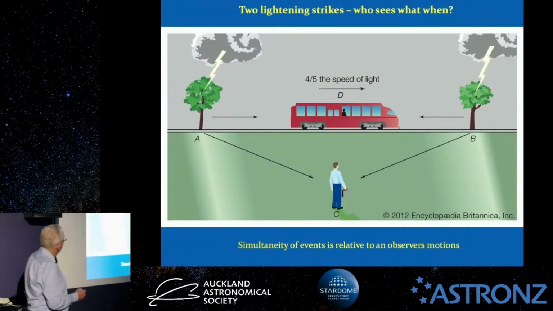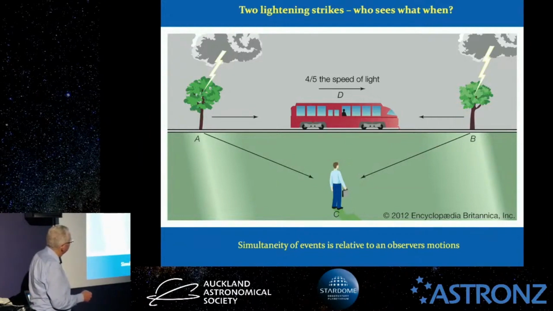How about a train travelling at 4/5 the speed of light in this direction, from left to right? A lightning bolt hits this tree and this tree here at the same time as far as the observer on the ground is concerned. How about this guy sitting on the train? Would he say the lightning hit both trees at the same time? Or would he say it hit A first and then B, or B first and then A? He's going to say it hit tree B first, because of length contraction.